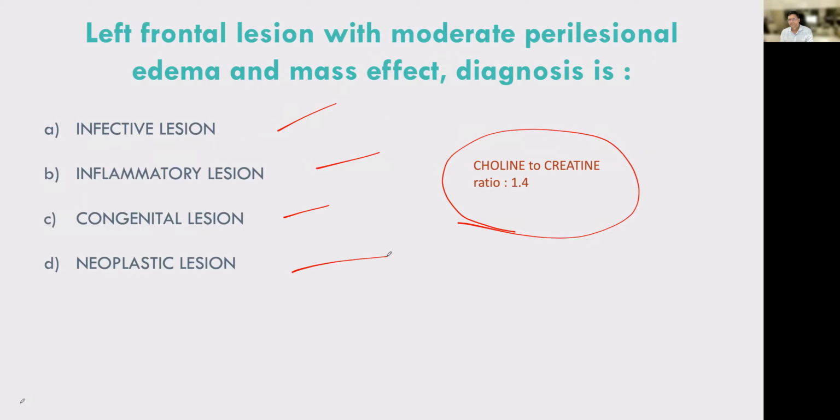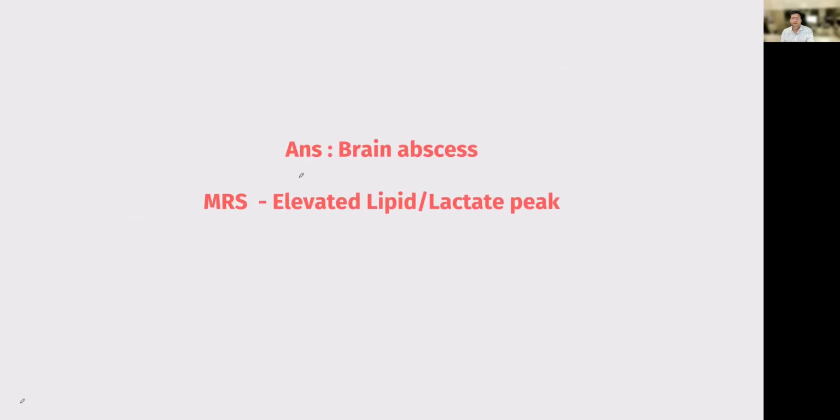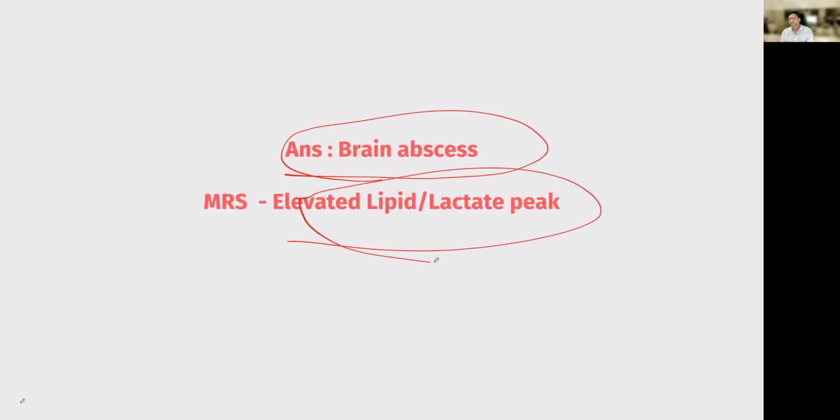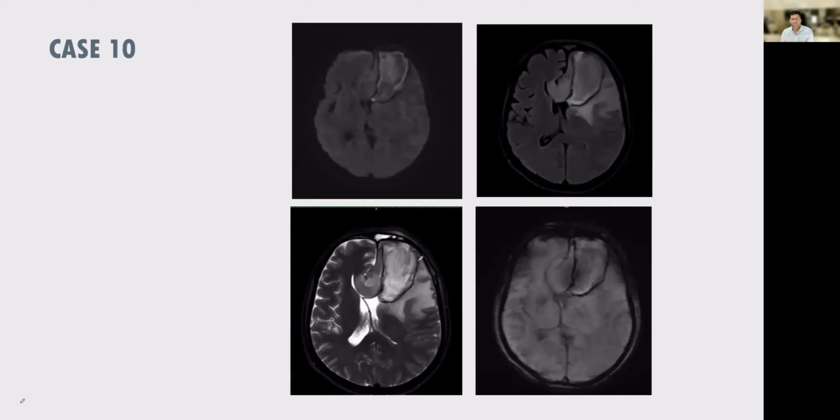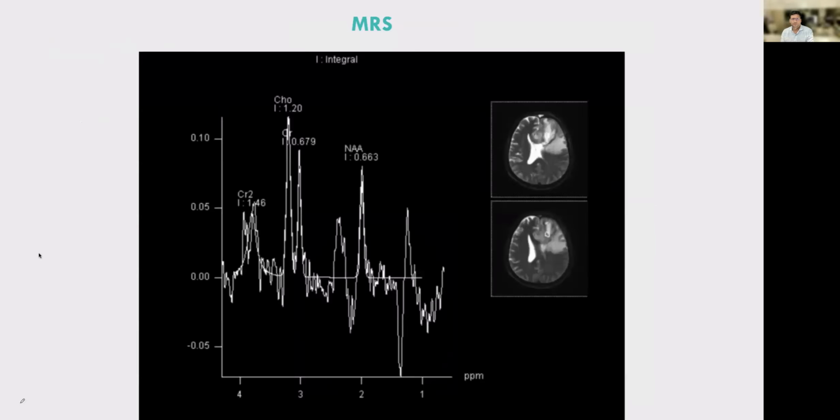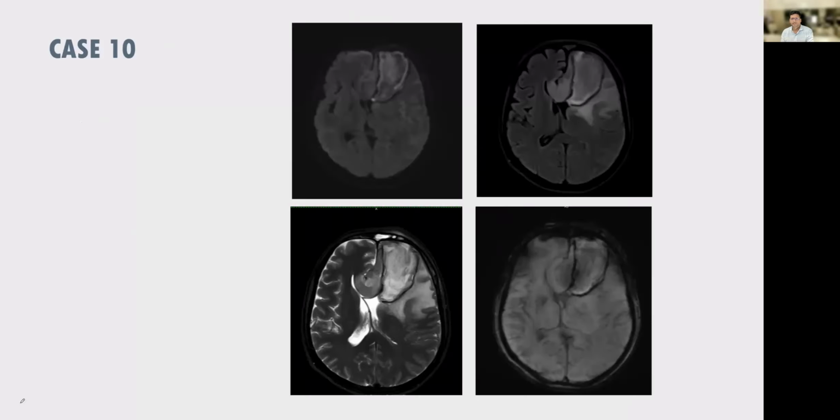Yeah, I've given out the answer by mistake. So this is a case of fungal abscess treatment and brain abscess, and there was a lot of elevated lipid lactate due to necrosis. Okay, this is the lesion. This is the diffusion. There is a lot of diffusion restriction.